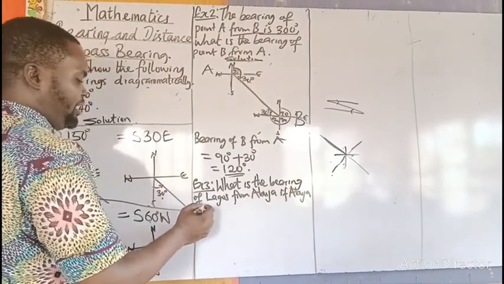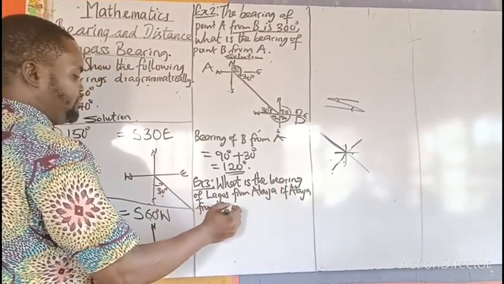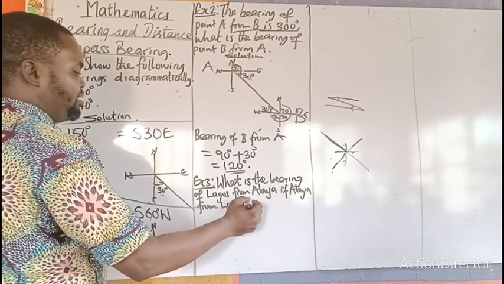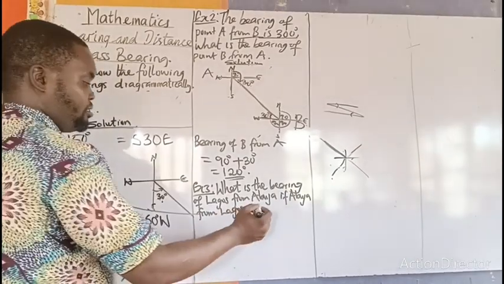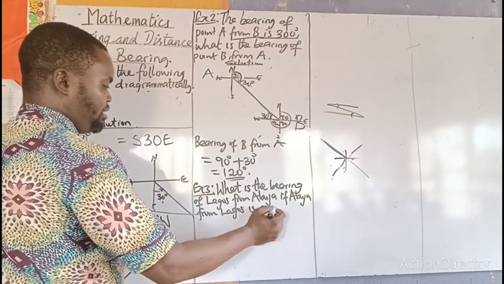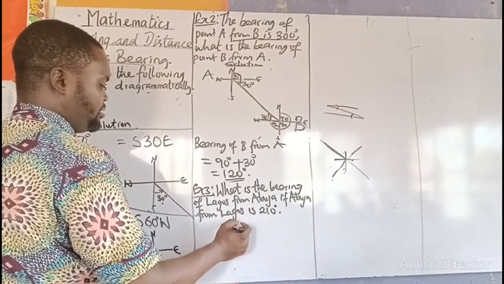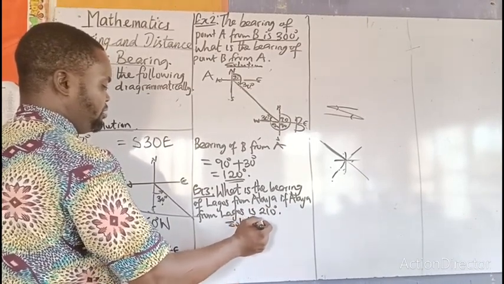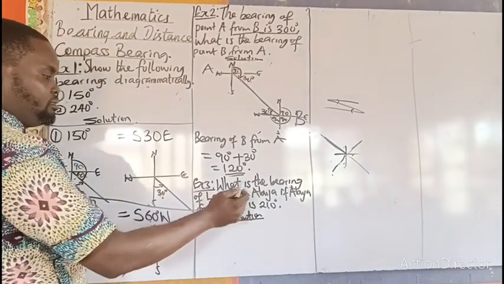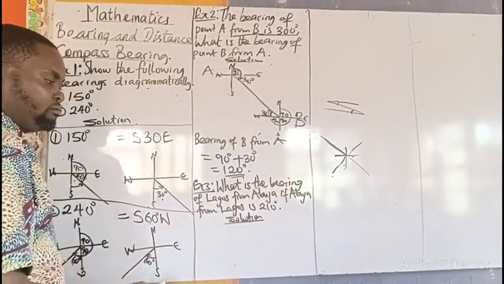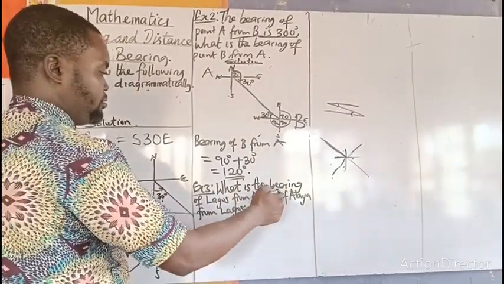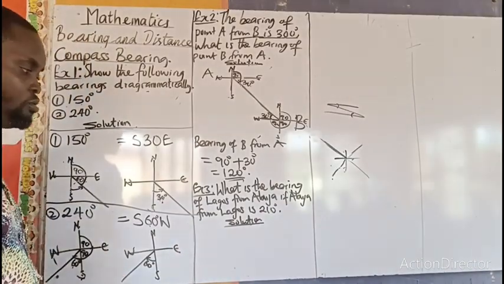If Abuja from Lagos is 210 degrees. Let's read it again, everybody. What is the bearing of Lagos from Abuja, if Abuja from Lagos is 210?